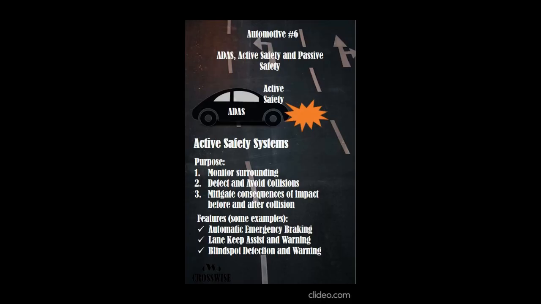Here we saw passive safety systems. In this video, we'll talk more about active safety systems. Active safety systems and driver assist systems work closely together because the purpose of the system is to monitor the surroundings, detect and avoid collisions, mitigate consequences of impact before and after collision, and to take necessary action before the collision. Some features include automatic emergency braking. The vehicle brakes by itself when it encounters a dangerous situation.